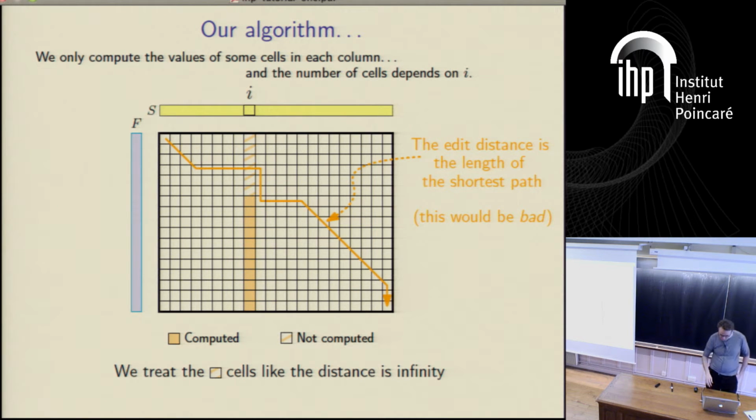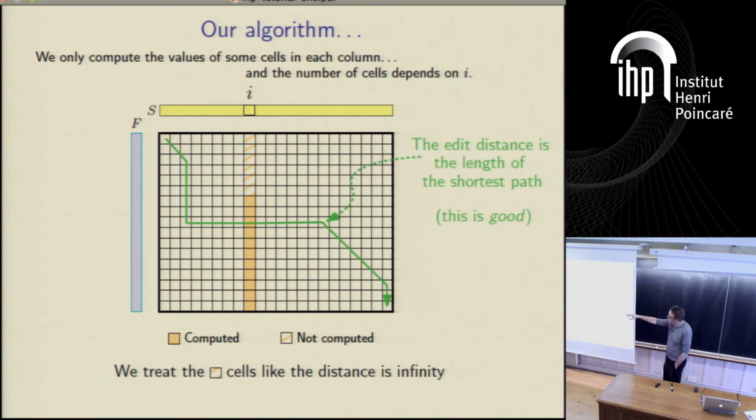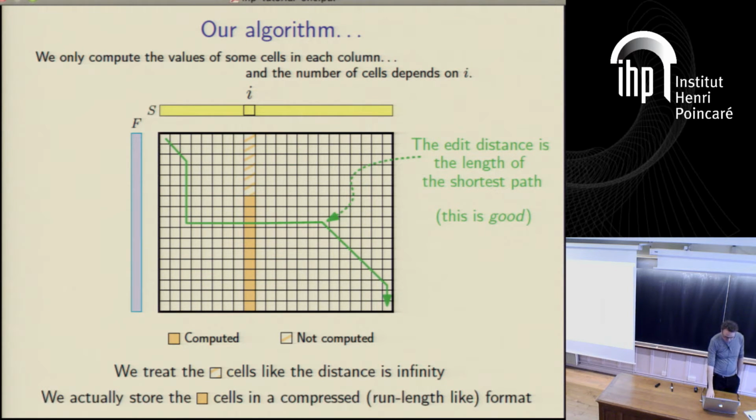Now, the edit distance, remember, is the shortest path. And if the shortest path went via something which we put infinite for, this would be very bad. Remember, this is a whole lot of dependencies. We follow kind of a chain backwards. So we really wouldn't like that at all. That would be a disaster. So we have to make sure that the amount of stuff we compute is high enough so that the shortest path, or at least one of the shortest paths, doesn't go through it. That's the first thing we have to make sure.